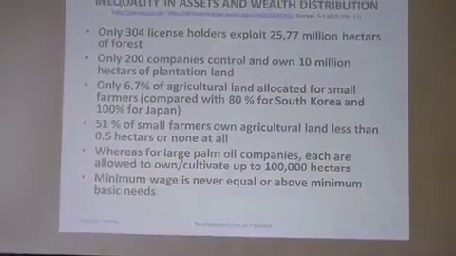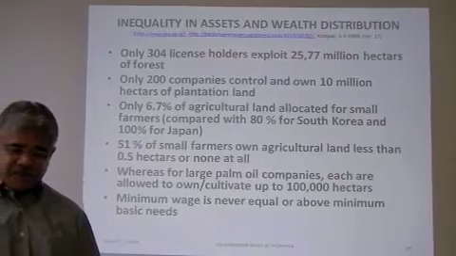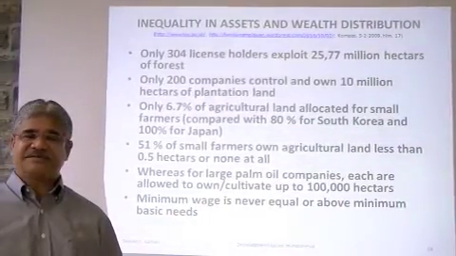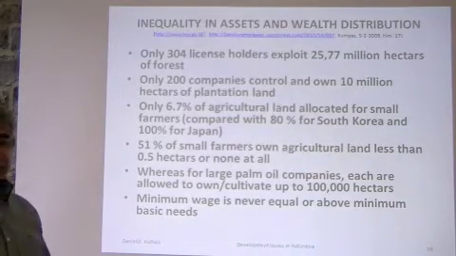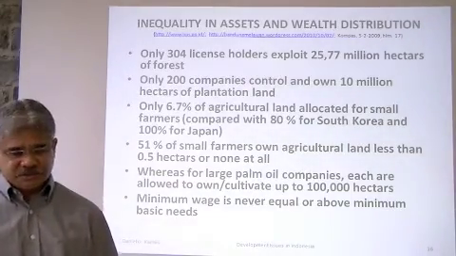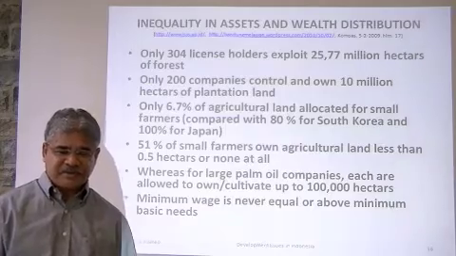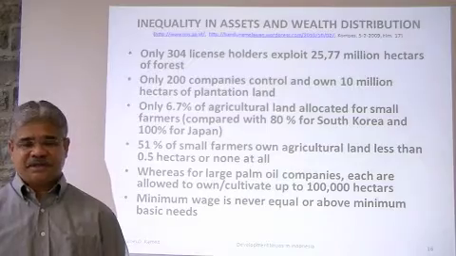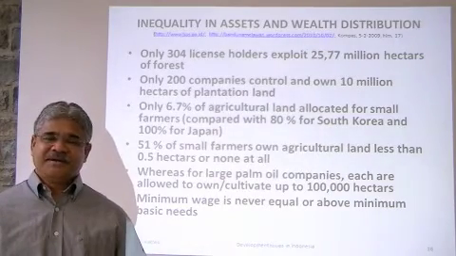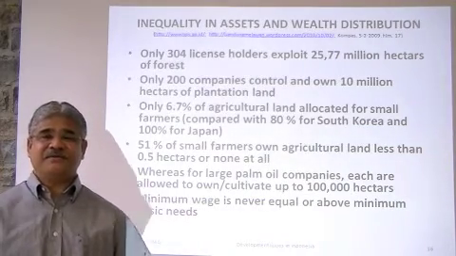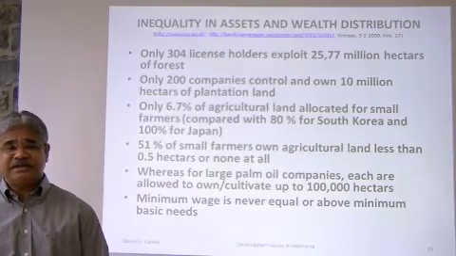Another way to look at the inequality, or probably the cause of inequality in the country, is to see how the wealth or the assets of the country are allocated. This is just some of the statistics that will give us some indication about the inequality in wealth distribution. For example, only 304 license holders controlled almost 26 million hectares of forest, controlled by only 300 companies. And remember, we have millions of farmers that also live around or in the forest themselves. Only 200 companies controlled or owned about 10 million hectares of plantation land in the country.